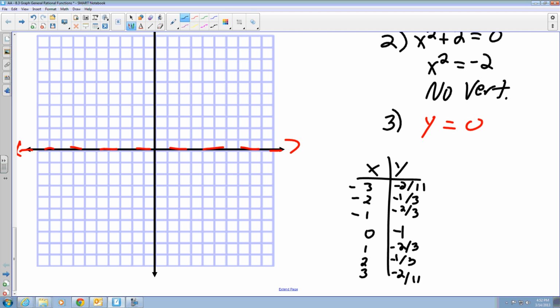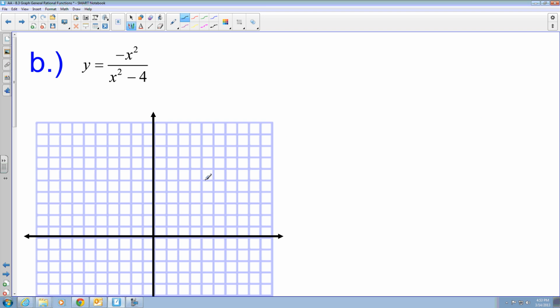So then I put this in here and plot the points. I get something like this. That's a crappy sketch, but you kind of get the picture. As you can see, the graph on both sides is going to approach y equals 0, but it will never reach it. And that's what the graph of that function looks like.